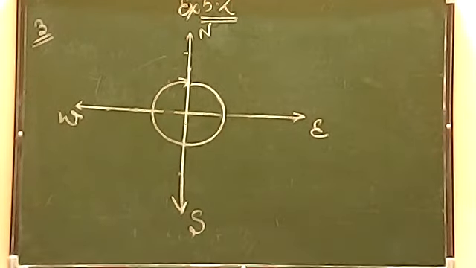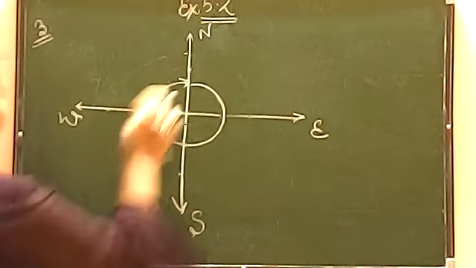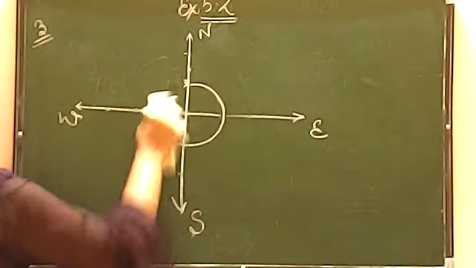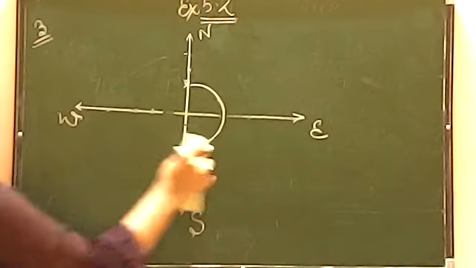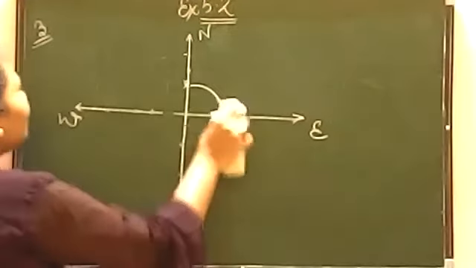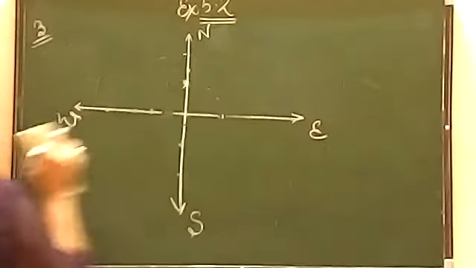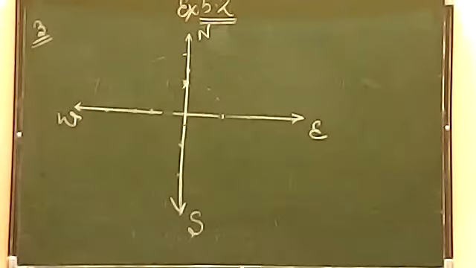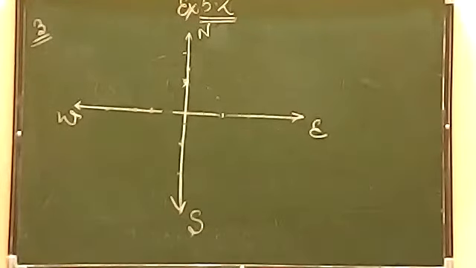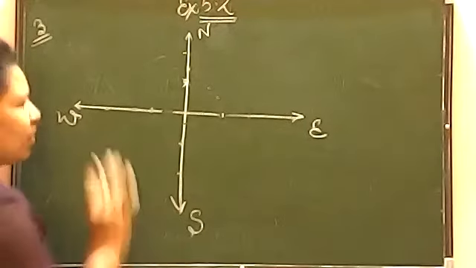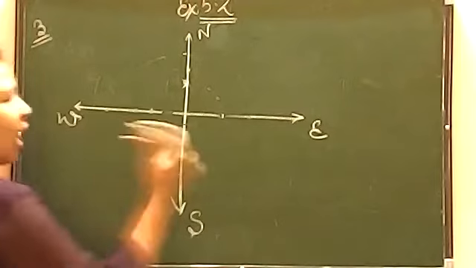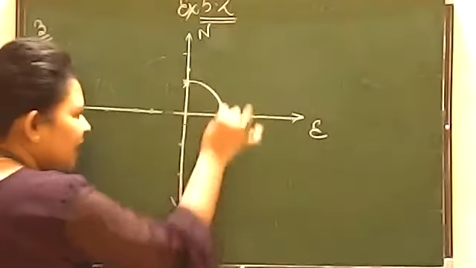So I have told you what is clockwise, I have told you what is anti-clockwise, and I have also told you what you mean by one full revolution. Now let me tell you what you mean by half of the revolution. ठीक है, हाफ के लिए क्या करते हैं and 3/4 के लिए क्या कर देते हैं, let me tell you now. Now all of you listen.